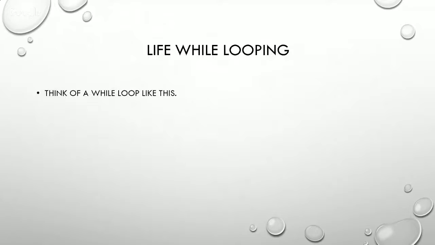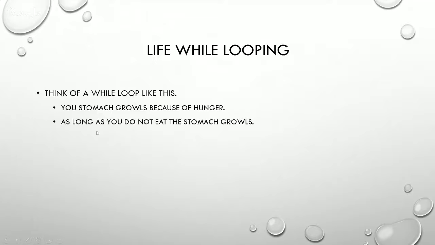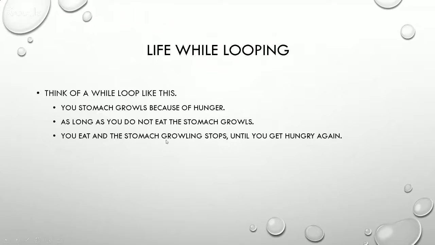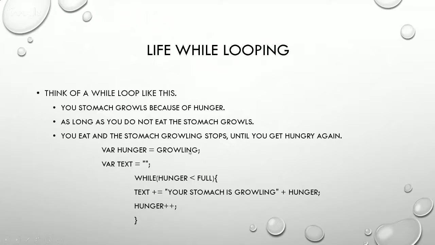So this is the example that I came up with, life while looping. Think of a while loop like this. Your stomach growls because of hunger. As long as you do not eat, the stomach growls. You eat and the stomach growling stops until you get hungry again. So variable hunger equals growling. While hunger is less than full, your stomach is growling plus hunger. The growling sounds will increase hunger until we eat. And then the loop stops.